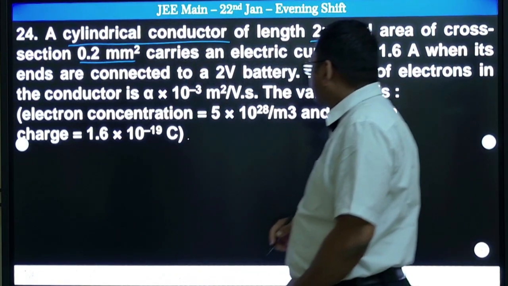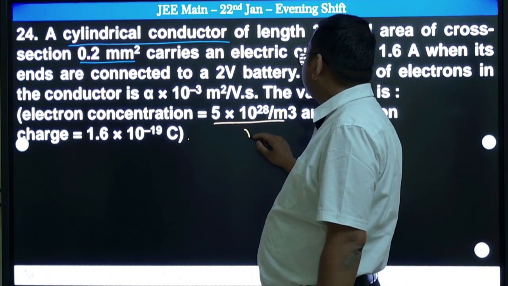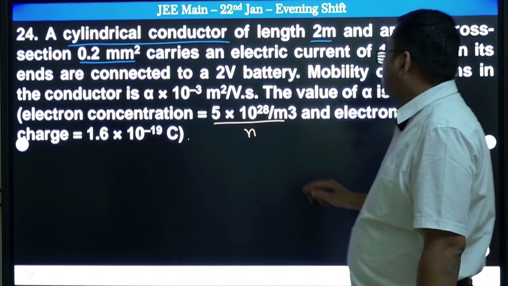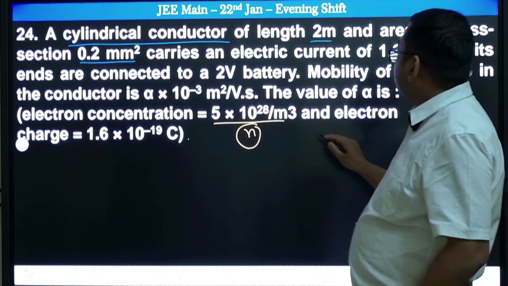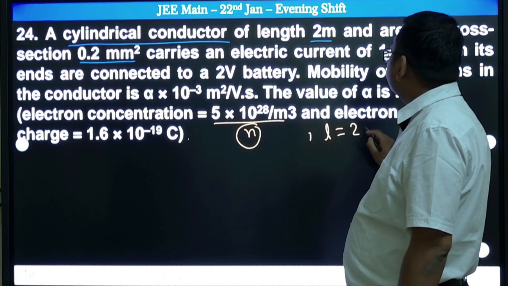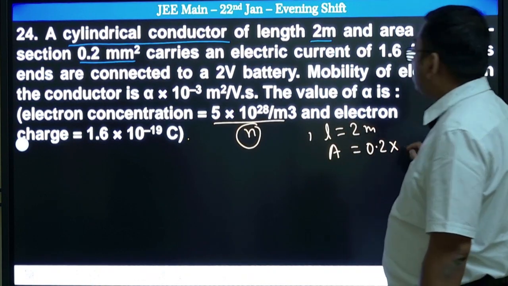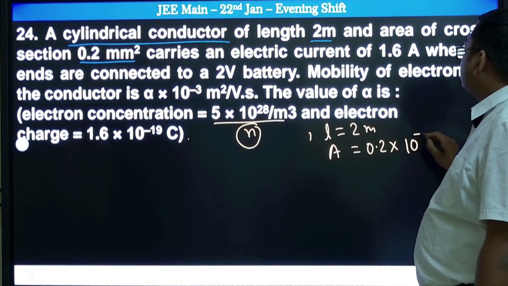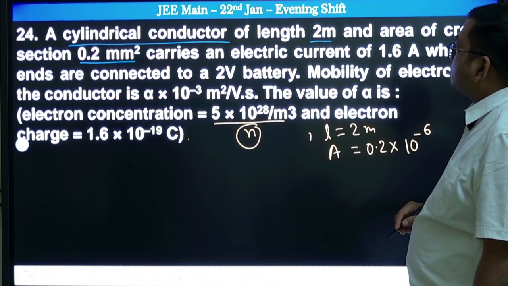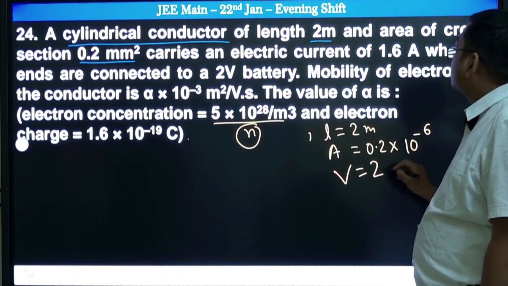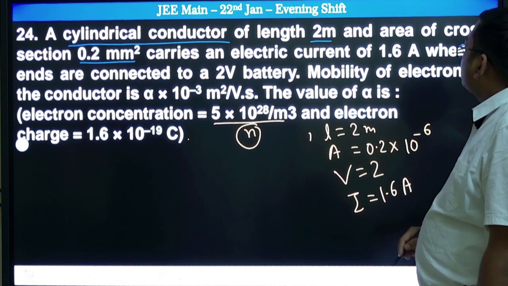So how do we calculate mobility? What is the formula for mobility, and what are the things given? Number density N is given, and the charge of electron is given, which we should already know. Let us write: L is given as 2 meter. Area is given as 0.2 millimeter square, which means 10 to the power minus 6. Voltage is given as 2 volt. Current is given as 1.6 ampere.